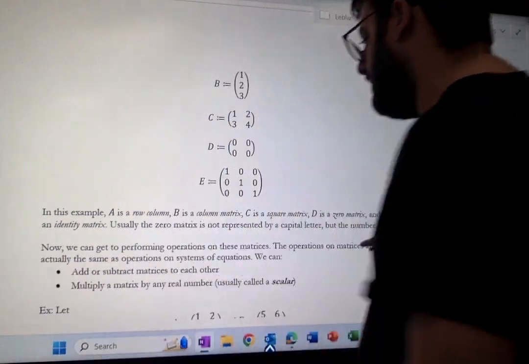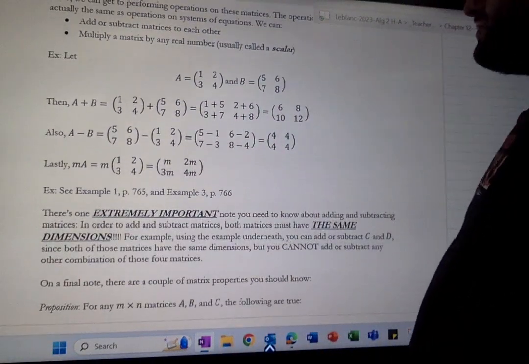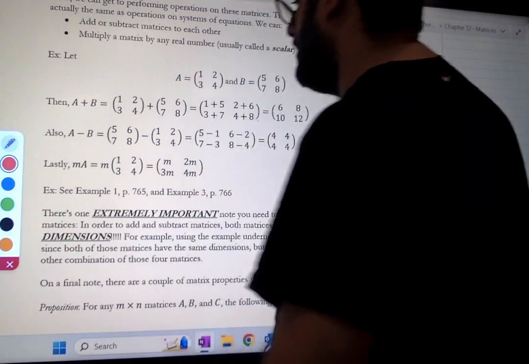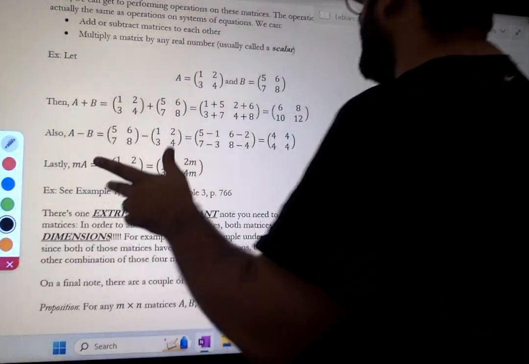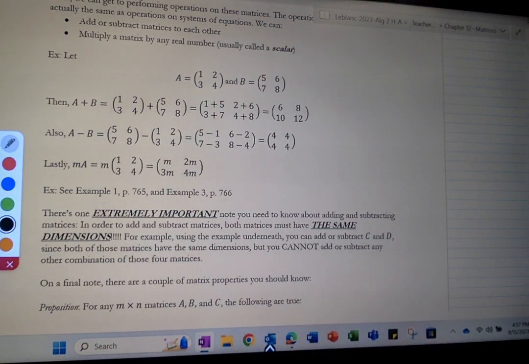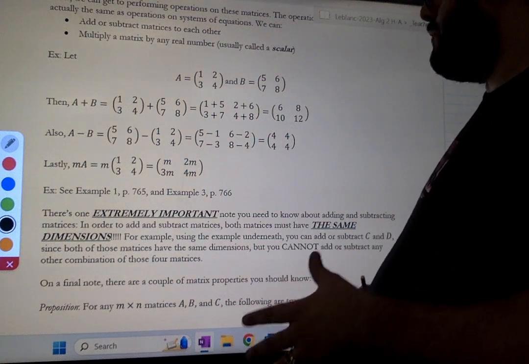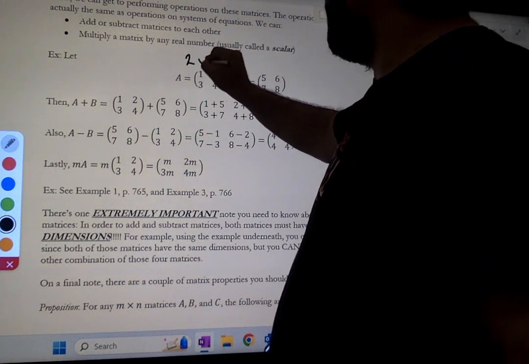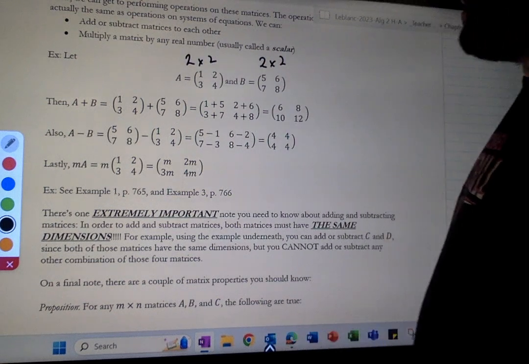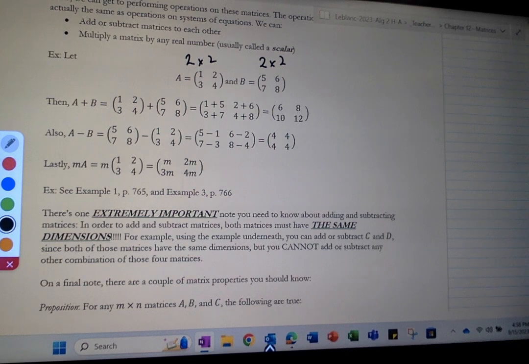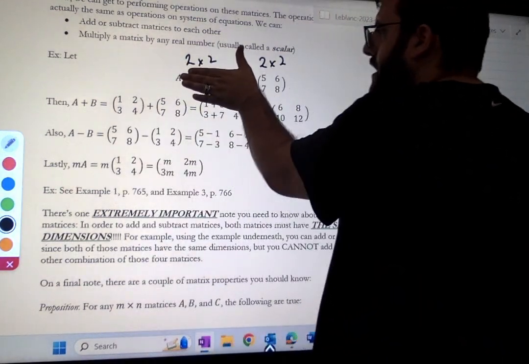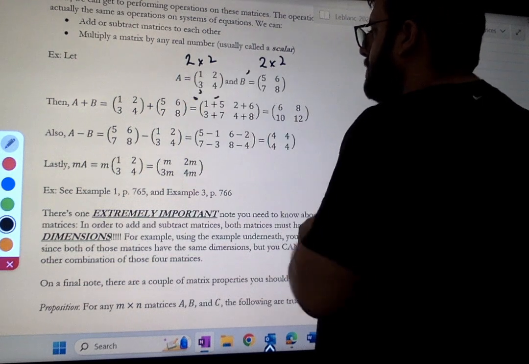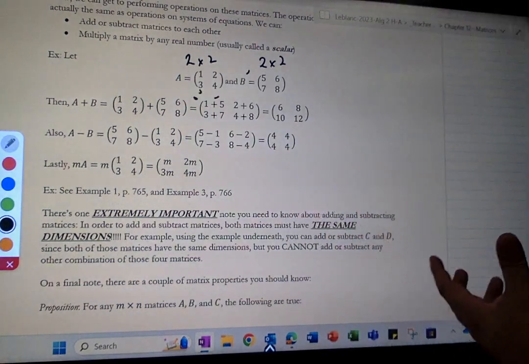All right, so let's go down here. So here I have these 2 matrices. Let's say A is 1, 2, 3, 4, and B is 5, 6, 7, and 8. Now, the only way that we can add or subtract matrices is if they have the same dimensions. See how this is a 2 by 2 and this is a 2 by 2? That's the only way that we can add them together. If I got rid of this bottom row right here, I can't add them together. They have to have the same dimensions.